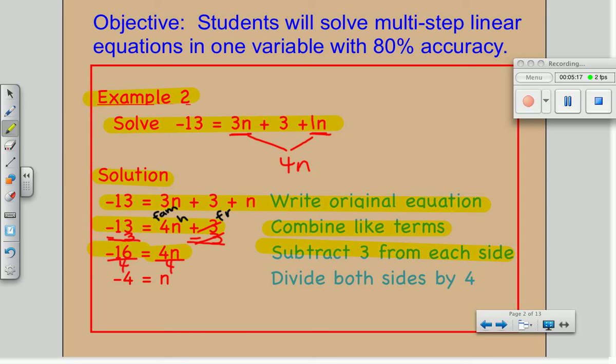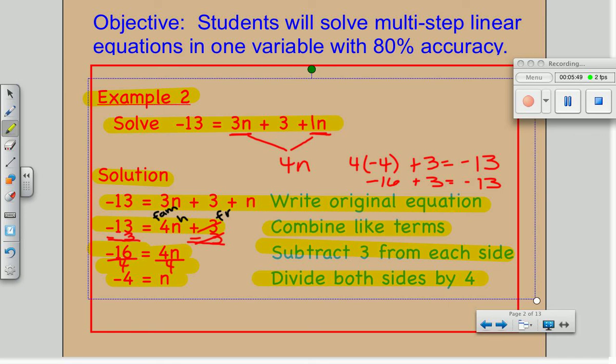So negative 16 divided by 4 on both sides. Negative 16 divided by positive 4 is negative 4. So divide both sides by 4, and we have negative 4 is n. So again, in this problem, that means 4 times negative 4 plus 3 equals negative 13. This is negative 16 plus 3 equals negative 13. Yes, that's correct. Okay, so that one checks.